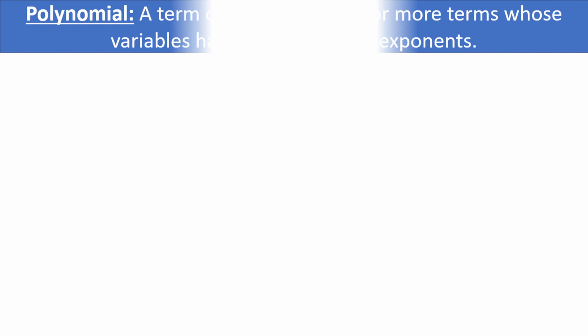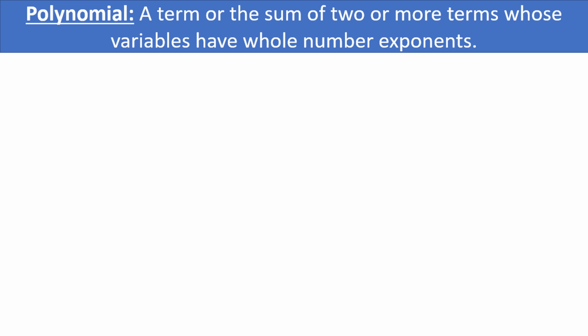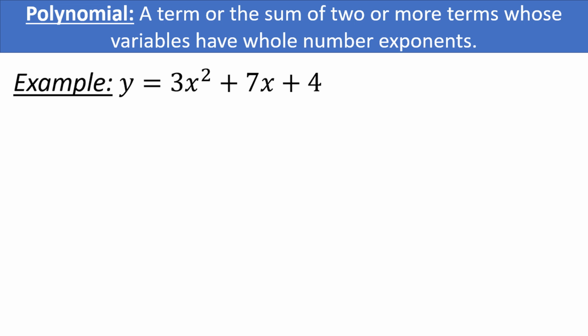Welcome, my friends. You might remember that a polynomial is a term, or the sum of two or more terms, whose variables have whole number exponents. For example, y equals 3x squared plus 7x plus 4 is a function that is a polynomial. Things like square roots, logs, or exponential functions are not allowed in polynomials.